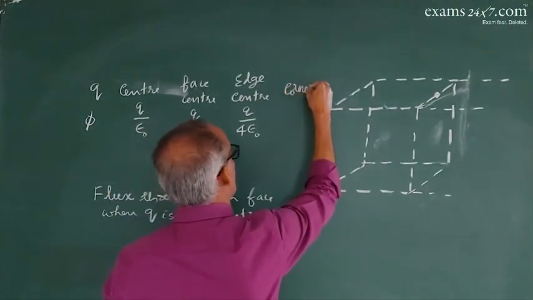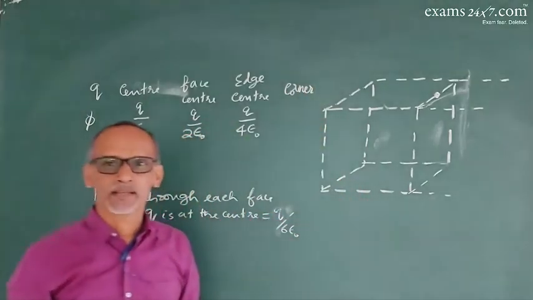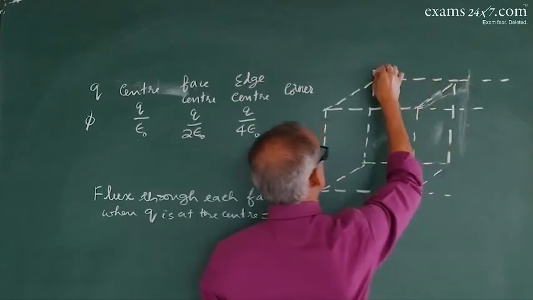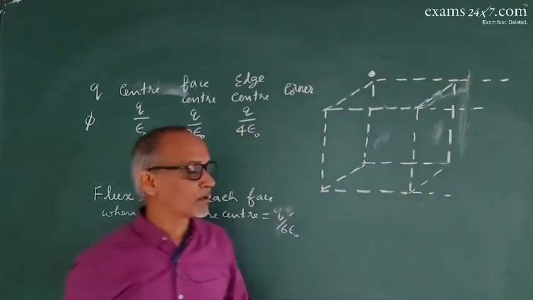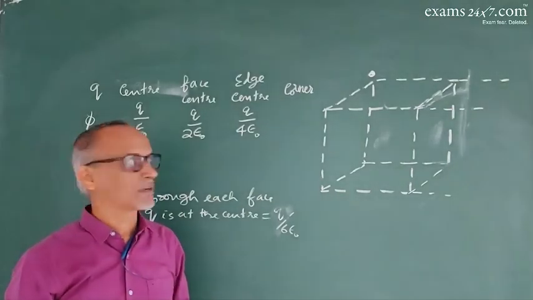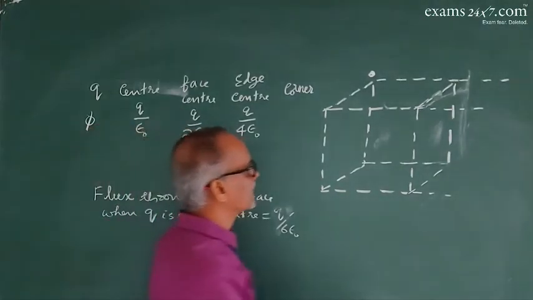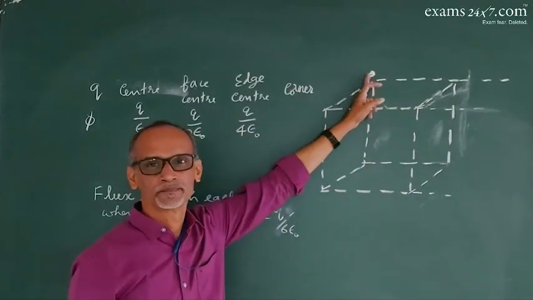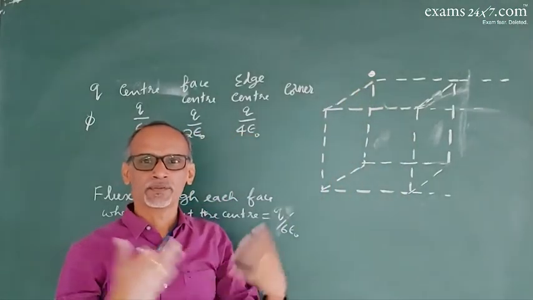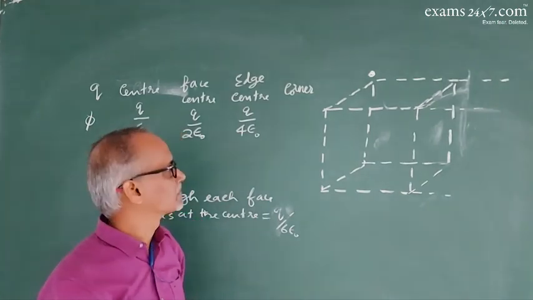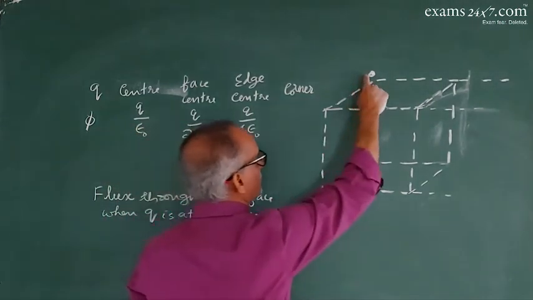And the last, when the charge is placed at the corner, now I'm going to place it here, when the charge is placed at that corner. Now if I place the charge at that corner, then to enclose that, in total I have to consider 8 cubes. So this is the corner if I place it.